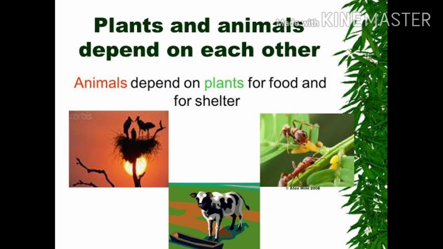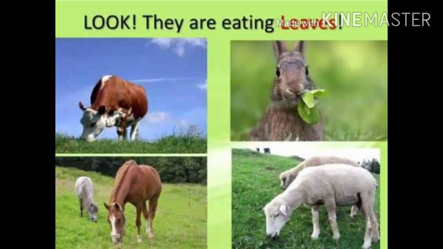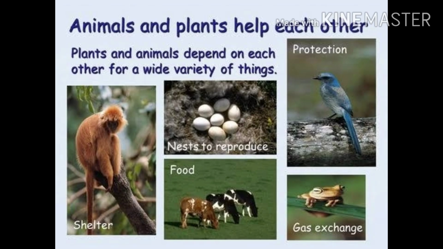In the same way, plants also depend on animals. How? They prepare food with the help of a gas called carbon dioxide, which is actually given out by animals while breathing. Plants can't make food without this gas, carbon dioxide. Plants also depend on animals for spreading their seeds and for manure. Carbon dioxide is a harmful gas to breathe for animals.